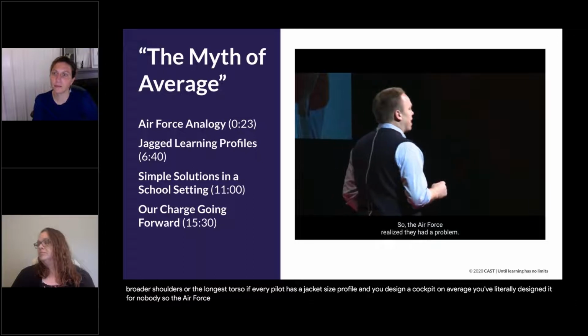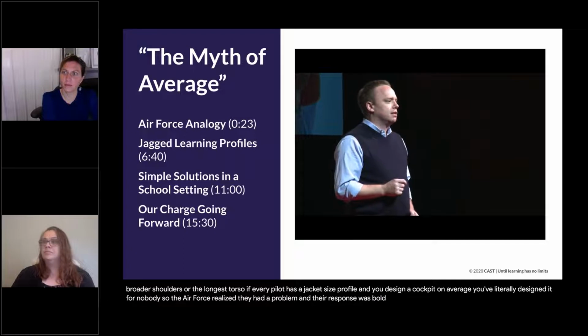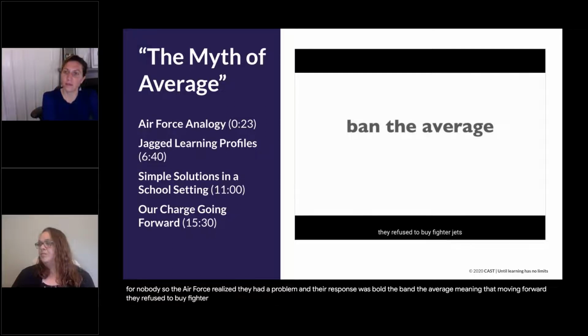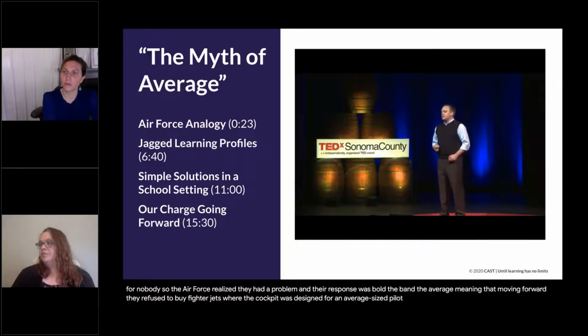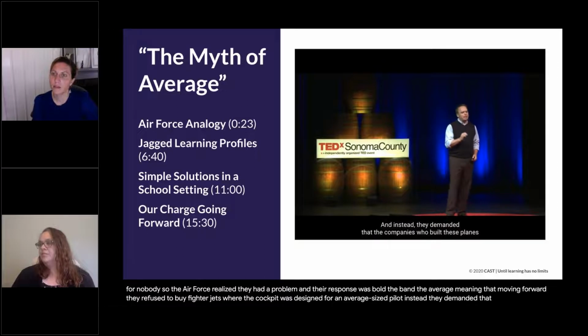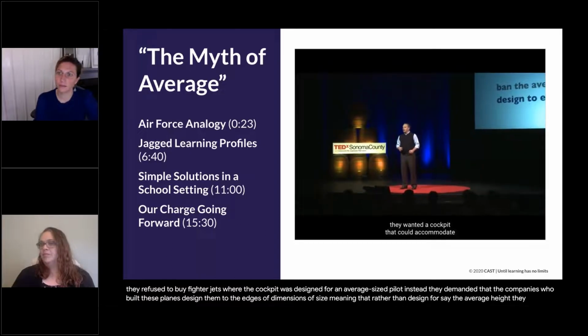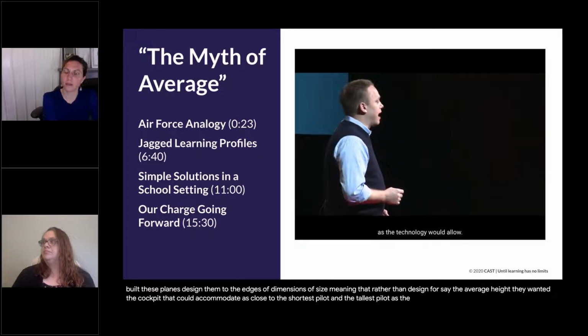So the Air Force realized they had a problem. And their response was bold. They banned the average, meaning that moving forward, they refused to buy fighter jets where the cockpit was designed for an average-sized pilot. And instead, they demanded that the companies who built these planes design them to the edges of dimensions of size, meaning that rather than design for, say, the average height, they wanted a cockpit that could accommodate as close to the shortest pilot and the tallest pilot as the technology would allow.